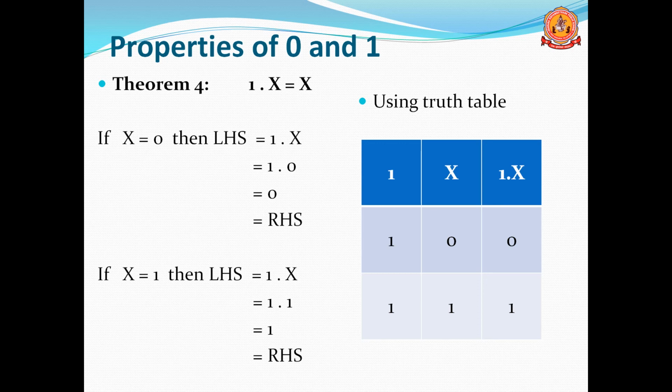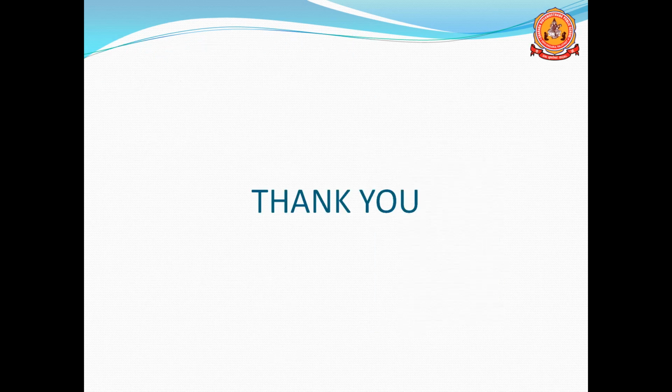Whichever value is given for x, the output is also the same value. You can see the truth table here. The value 1 is given, then x is given as 0 or 1. 1 dot 0 output is 0, 1 dot 1 output is 1. See the columns x and 1 dot x. Both columns are identical, with the same set of values. So it is proved. Here we reach the end of the session.